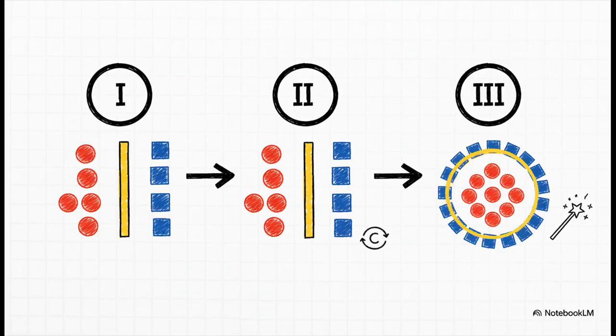So let's just quickly recap what we've seen. We started with a really simple and clean idea: find the widest possible road to separate two groups. Then, we made it tough enough for the real world by giving it a mistake budget with soft margins. And finally, we gave it actual superpowers with the kernel trick, letting it solve problems that looked completely impossible at first glance. It's quite a journey.